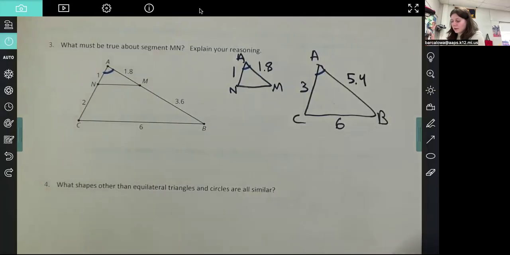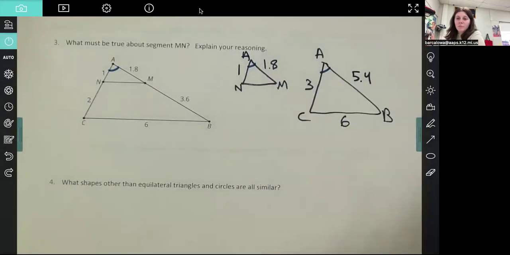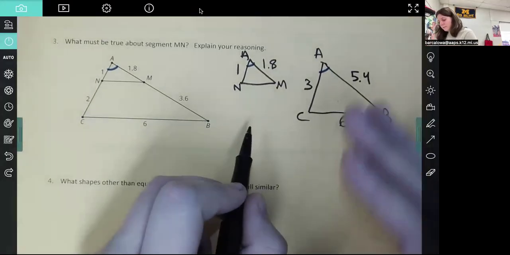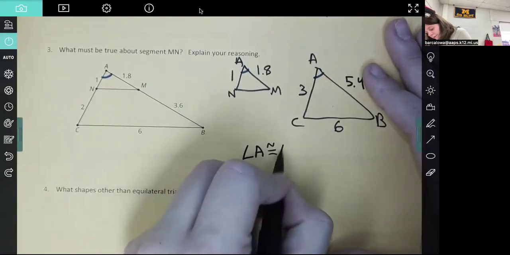Well, I have one angle and I have two sides. Let me check the proportions of those two sides, or the scale factors. So let's see here. Since I marked that, I'm going to write that down. Angle A is congruent to angle A.